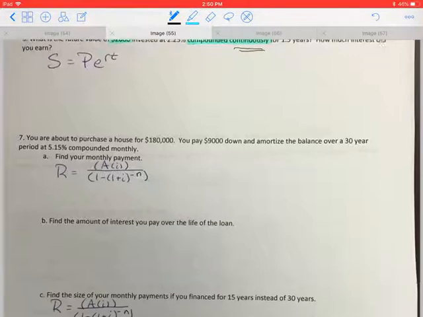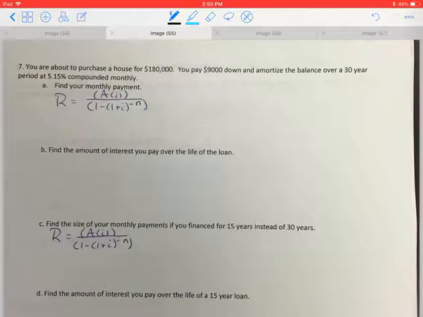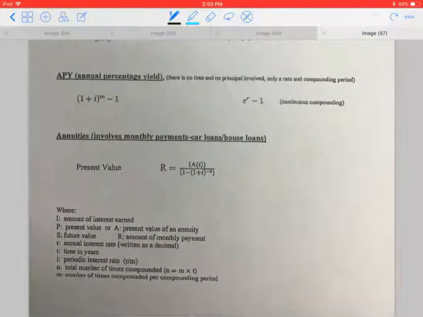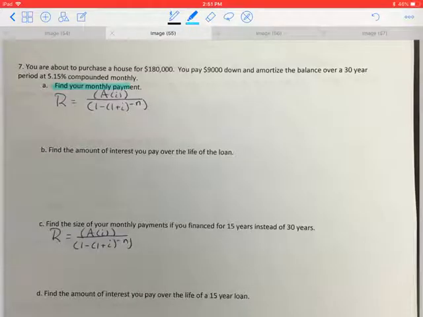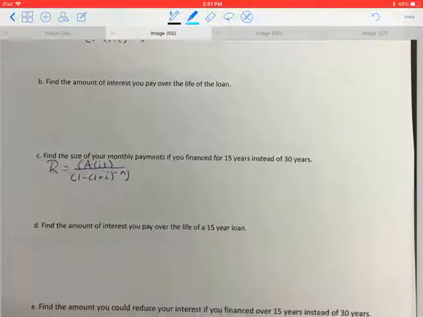All right, and then we get into number 7. Really, there's only formulas for A and C. And this deals with monthly payments. It might be car payments, house payments. So you're looking for this idea of a monthly payment. So if we flip over to our formula chart, notice right here, this involves car loans and house loans, and we only have one formula for that. So that's the one we're going to be using. All right, so we're going to use that for A and C.